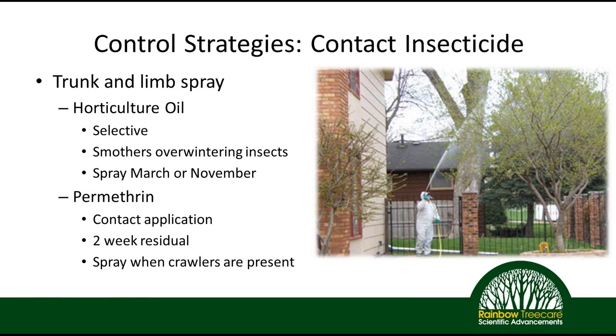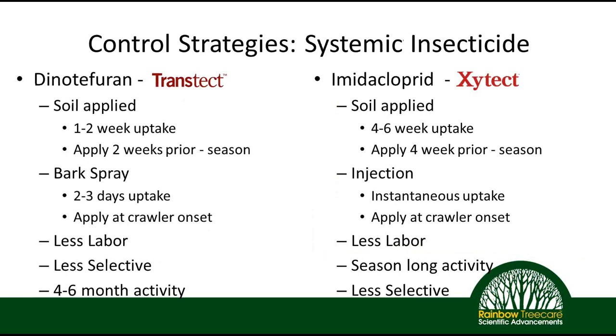Some limitations with this is really targeting area. As you can see over here, this person is wearing proper PPE. He's spraying the entire tree. He's trying to get as good coverage as possible. However, these insects are very, very small and have a great reproduction capability. So you may not actually be able to knock out the entirety of the population using just this contact insecticide strategy. The other strategy that we recommend are systemic insecticides. Over here we have dinotefuran, which is our branded Transtec product, and imidacloprid, which is our branded Zytec product.